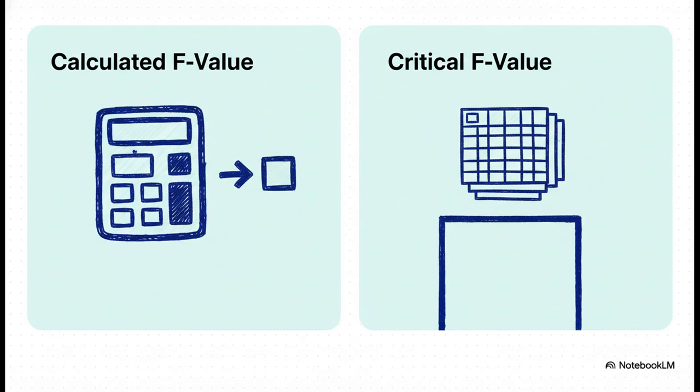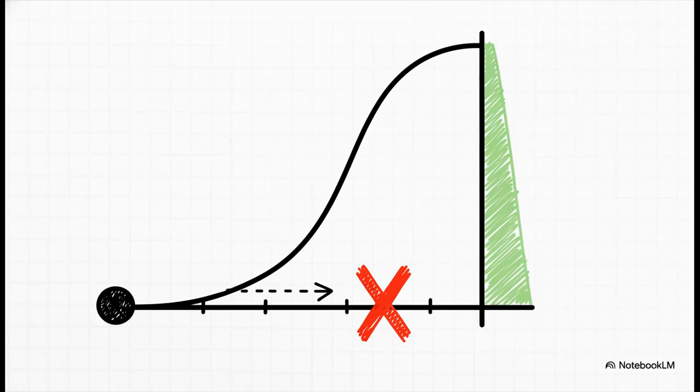We get our F statistic by dividing the larger variance, 600, by the smaller one, 400. That gives us 1.5. Then we look at our F distribution map to find that line in the sand, the critical value. For their sample sizes and a 5% risk level, that value is 4.88. And here's the moment of truth. Our calculated value of 1.5 doesn't even come close to crossing the threshold of 4.88.